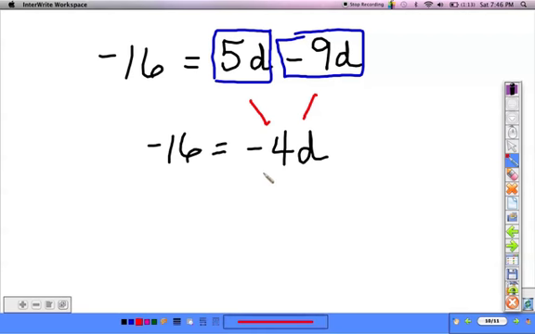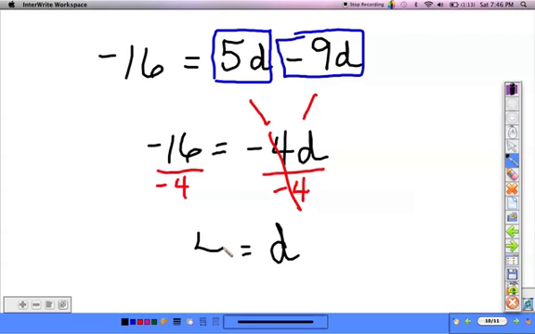So now when I divide, the opposite of multiplying by negative 4 is dividing by negative 4. I have to remember when I divide by the same sign, I get a positive 1d. Over here my signs are the same, which tells me I get a positive 4.